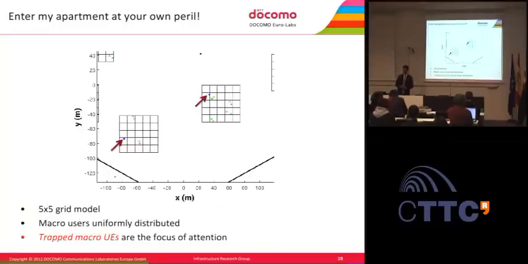Okay, so let's look at what the system model looks like. This is the well-known 5x5 3GPP grid model. Each little square in this grid is an apartment. Each apartment may or may not contain a home node B, and if it contains a home node B, it will serve 1 user. And then we have macro users distributed uniformly in the system, and based on such a distribution, they may or may not occur close to an active femtocell. So I've highlighted 2 of these users. These users we call trapped macro UEs.